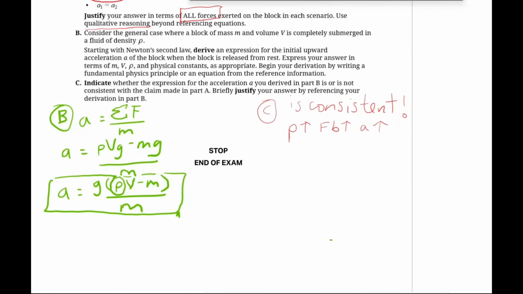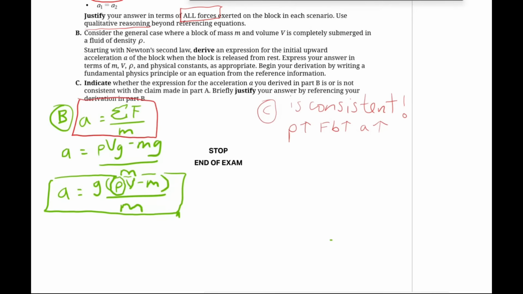Now for B, it says, consider the general case where a block of mass M and volume V is completely submerged in a fluid of density rho. Starting with Newton's second law, derive an expression for the initial upward acceleration A of the block when the block is released from rest. Express your answer in terms of M, V, rho, and physical constants, as appropriate. Begin your derivation by writing a fundamental physics principle or an equation from the reference information. All right, so I start off with Newton's second law right over here.